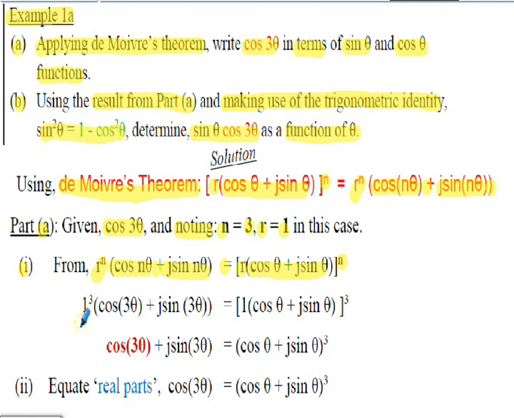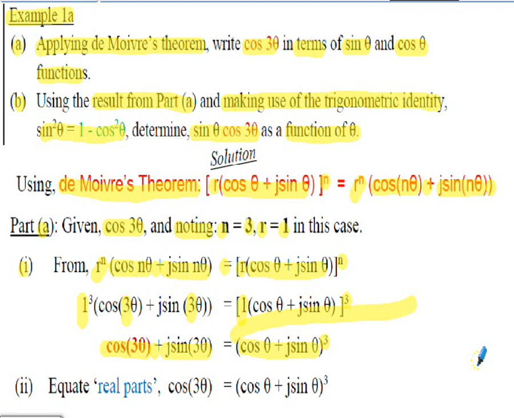Now in this case, we know that r is equal to 1 and n is equal to 3. So all I'm doing now is placing in the values of r and n on both sides of the equation. On the left hand side, because I'm raising 1 to the power of 3, don't forget 1 cubed is 1, I'll get cos 3 theta plus j sine 3 theta, and on the right hand side I'll simply get cos theta plus j sine theta, all raised to the power of 3.